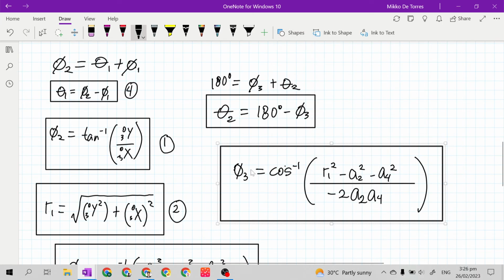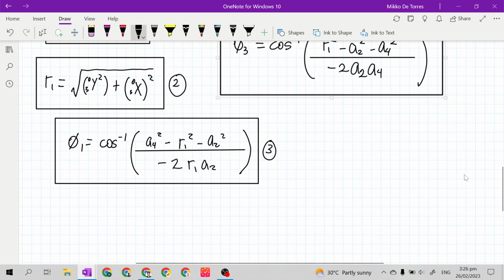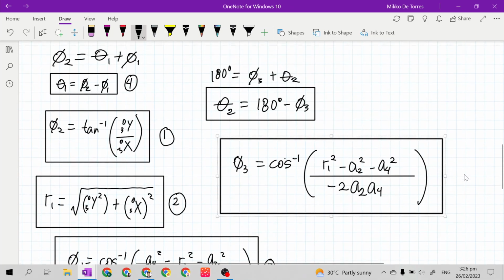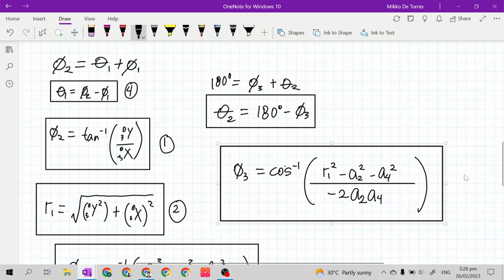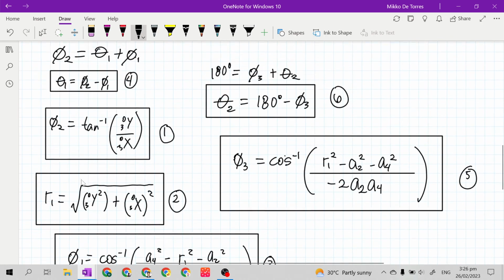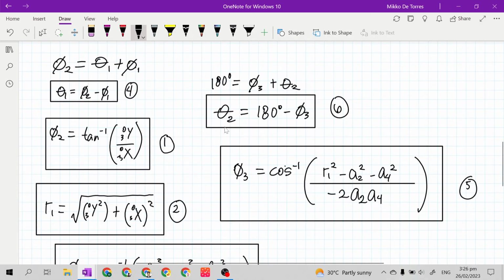Now, after solving phi 3, we can now solve for theta 2. So this will be our, how many? Our 1, 2, 3, 4. So this will be our fifth equation, and this will be our sixth equation. Okay, so now we can solve for theta 1 and theta 2.